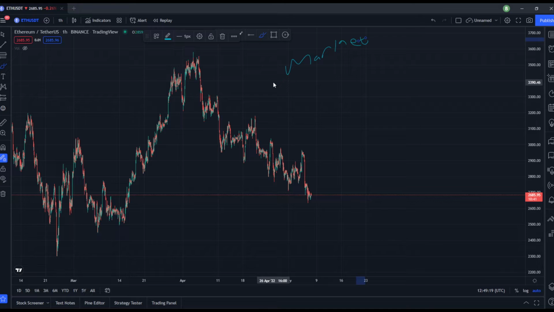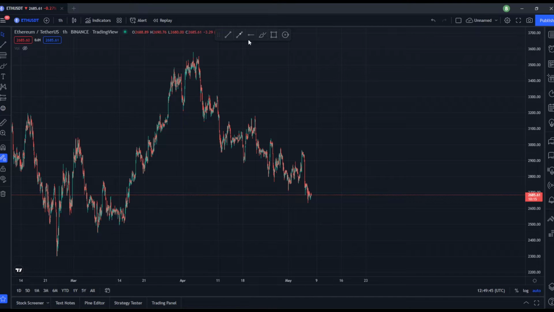So we're going to be discussing the market structure. All right, so when we're thinking about market structure, basically what are we talking about? We're just talking about the movement of the market from one point to the other, or how the market is actually moving. So basically that is what we mean by market structure: the structure in which the market is moving.